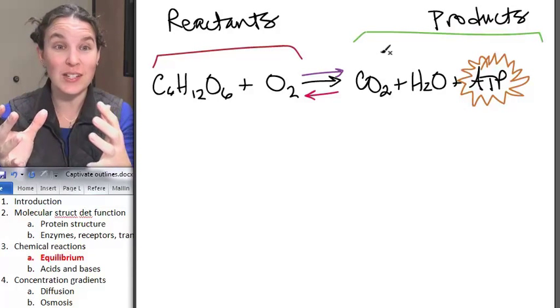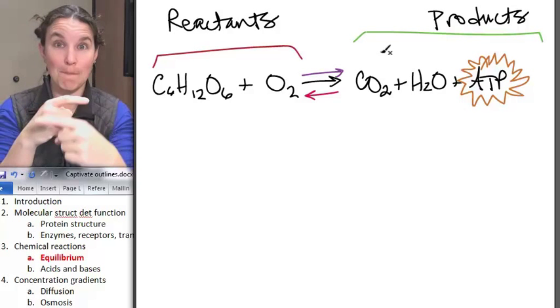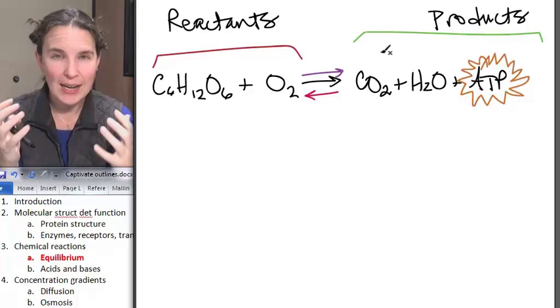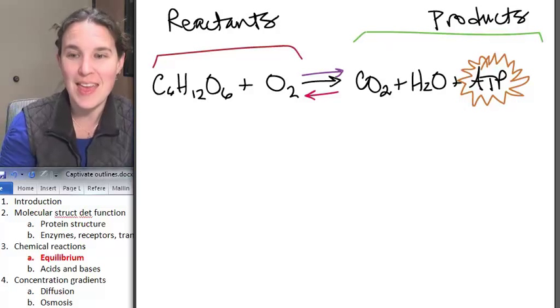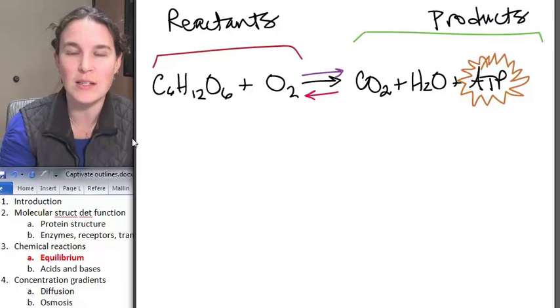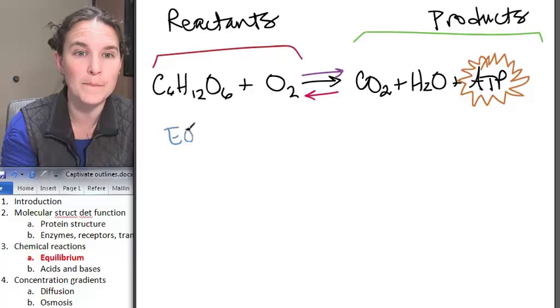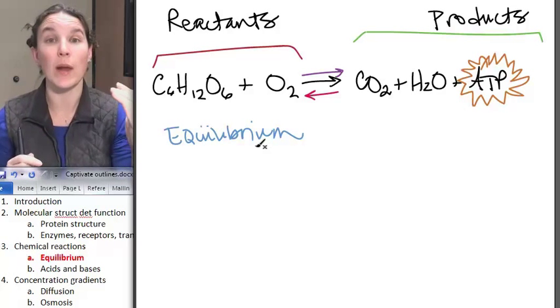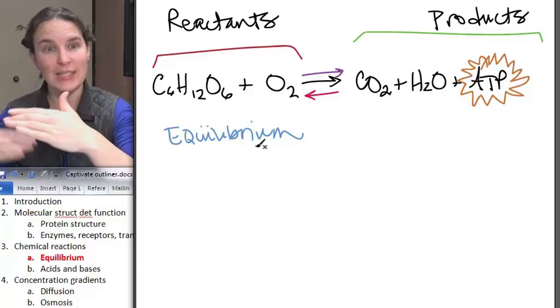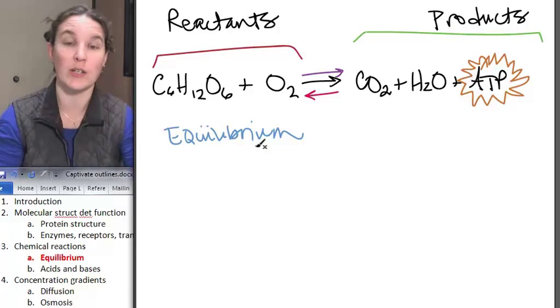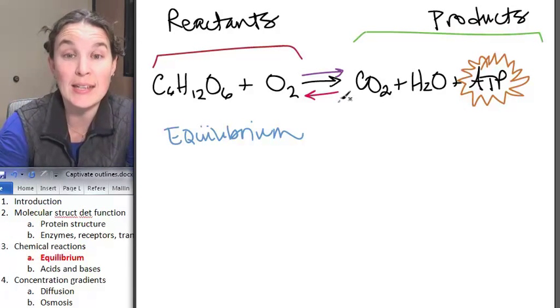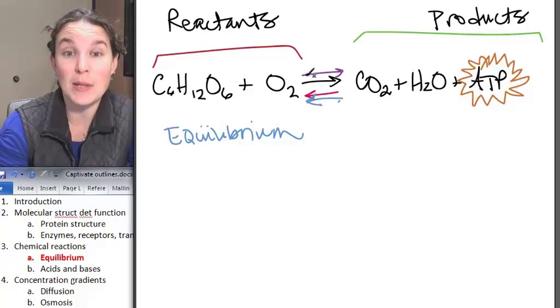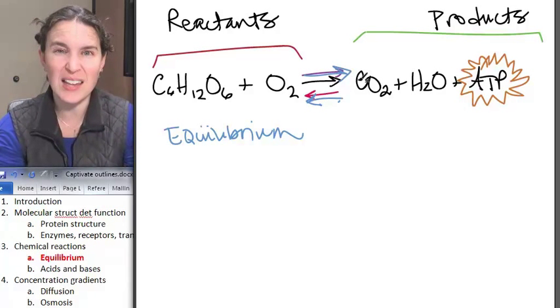If the reaction is moving in both directions at an equal rate, then that chemical reaction is in what's called equilibrium. Chemical equilibrium is when the rate of the forward reaction is the same as the rate of the backward reaction, which is all we're doing: looking at the fact that the reaction is happening in both directions at the same rate.